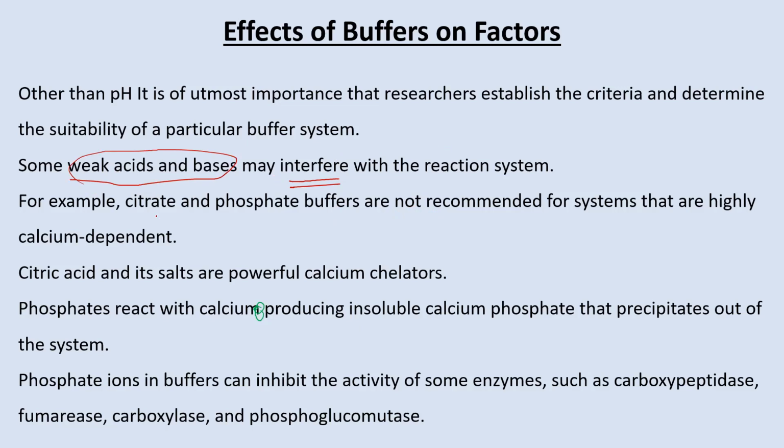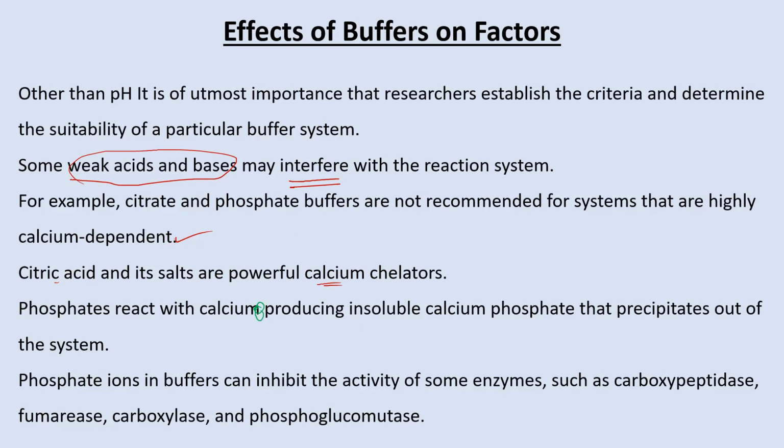So for example, if you're using a citrate and phosphate buffer, they're not recommended for systems which are highly calcium dependent. Citric acid and its salts are known to be powerful calcium chelators. So when you add a citrate buffer or a citrate phosphate buffer to a system in which calcium is going to be there, what will happen? It's a property of citric acid that it will go and bind with calcium. So the calcium which was supposed to be available for some other reaction is not now available, because it is already in a bound form with citric acid. In such a case, you cannot proceed.